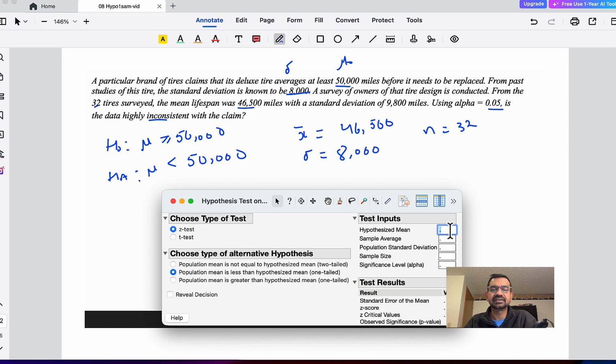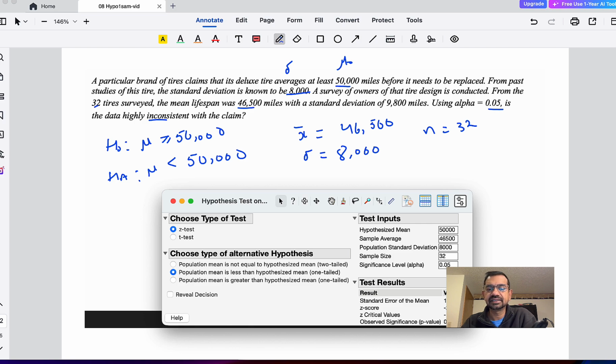Our hypothesized mean value is 50,000. Our sample average given to us is 46,500. Our population standard deviation is 8,000. Our sample size is 32. Our significance level is 0.05. That's all we need to conduct this test.